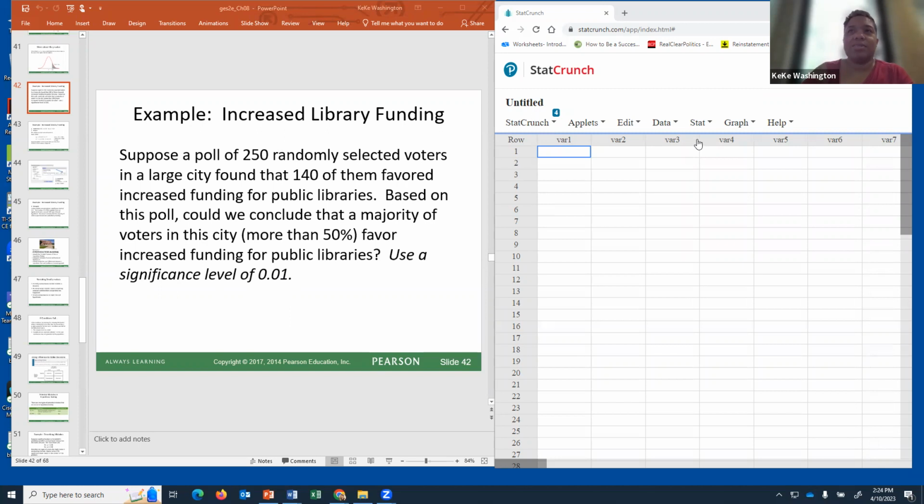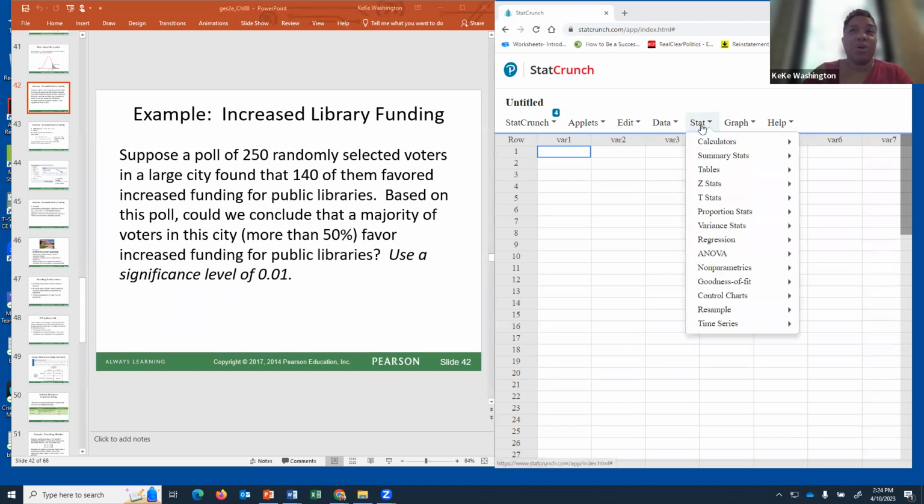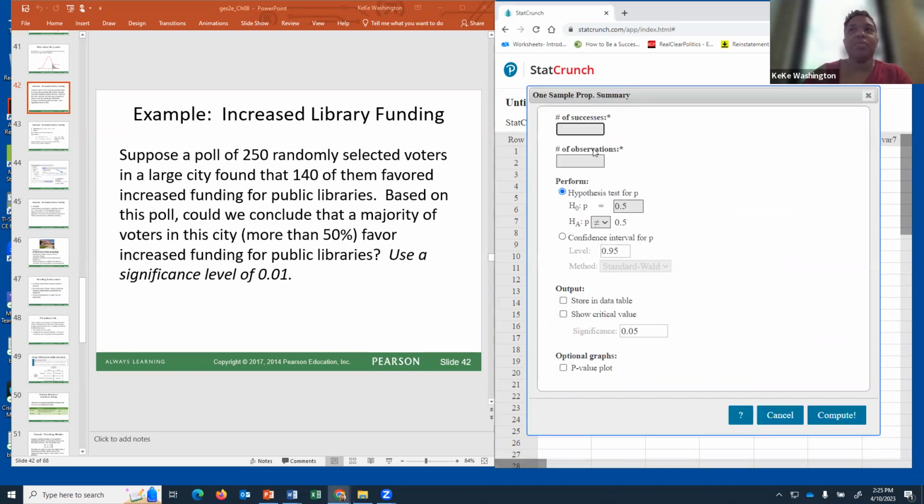And since we have done so, we can go ahead and start doing our calculations so we can draw our conclusion. So in StatCrunch, let's go to Stat, Proportion Stats, One Sample, With Summary. Whenever you're doing a hypothesis test or confidence intervals for proportions, this is where you would like to go. Again, that's Stat, Proportion Stats, One Sample, With Summary.